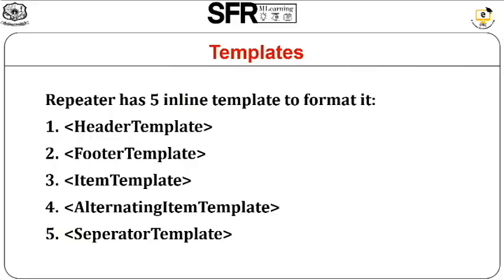Now we are going to discuss the templates that are used for repeating the rendering, and that's how the repeater control accesses the records in our data source. The five important templates we use in our repeater control are: repeater has five inline templates to format it. The first one is header template, second one is footer template, third one is item template, fourth one is alternating item template, fifth one is separator template.